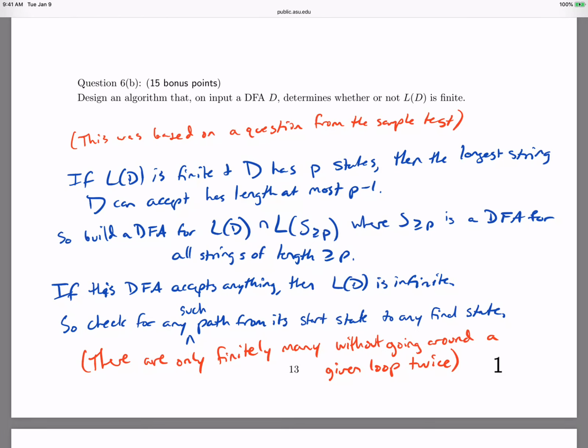So what you do is you make a DFA for the language of strings having length at least p, which is possible to do as long as you know what p is. And then you just ask, is there anything in that language that's in the original one and having length at least p? If there's anything, great, the language is infinite. If there's nothing in it, then the language is finite. So you just ask, in this product DFA, is there any way to accept anything? You can just do a search on the DFA and see if you accept anything.